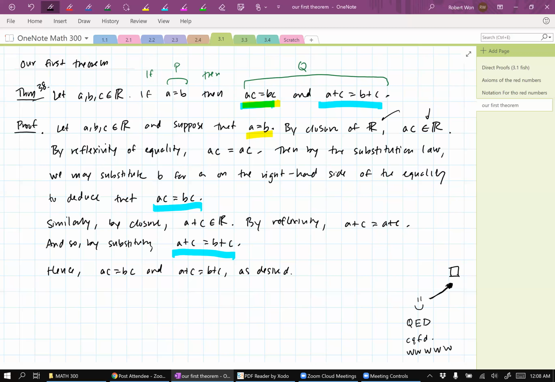Right? And if you think back to linear algebra, there were tons of times when, in order to prove something, what you did was you added the same vector to both sides. That was really using this theorem.